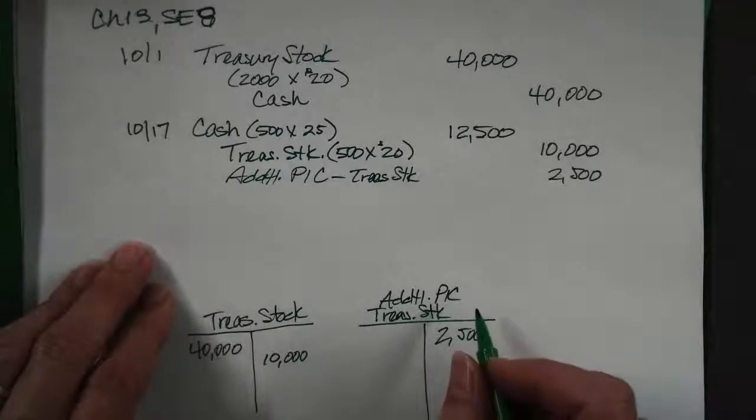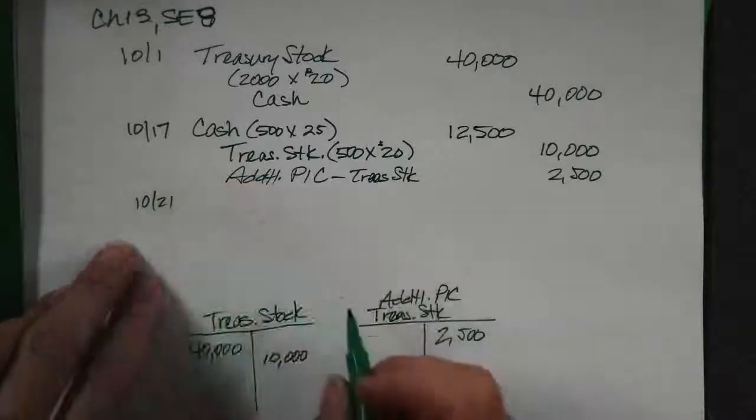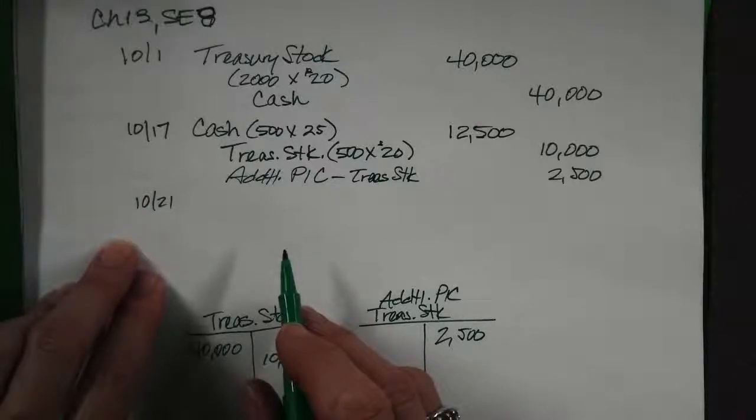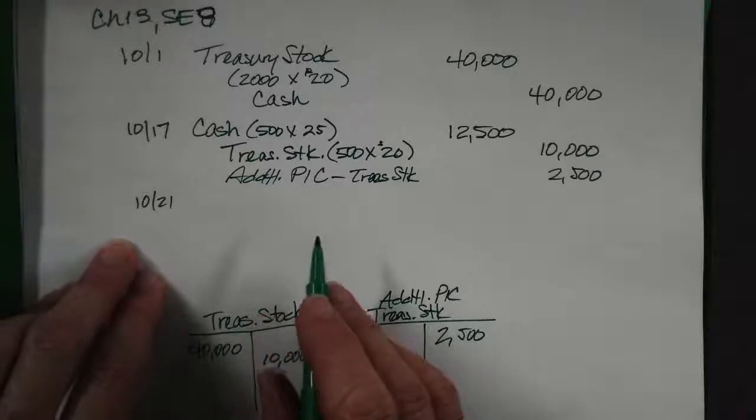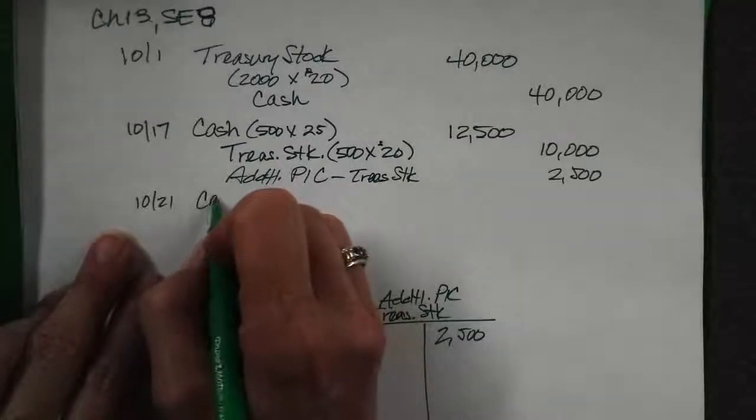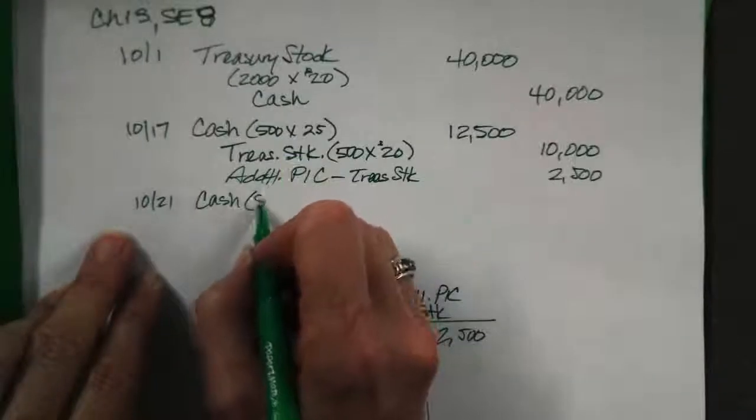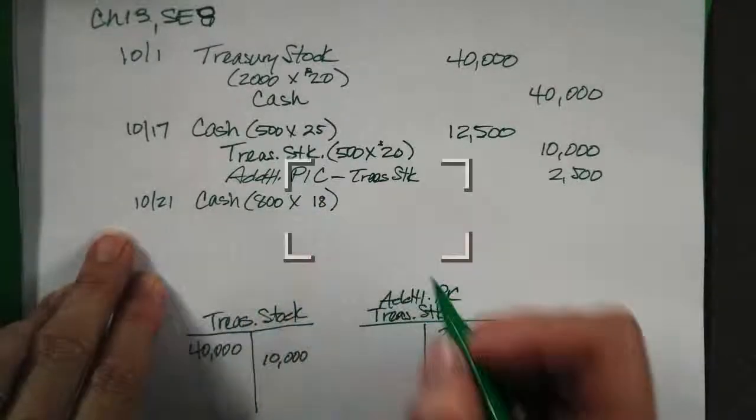Okay, then on the 21st, it says we sold 800 shares of treasury stock purchased on October 1st for $18 per share. This time we sold it for less than we paid for it. Okay, well, don't forget, just like in the other problem, always start with the cash, because we know what people paid us. And what they paid us was 800 shares times $18 a share.